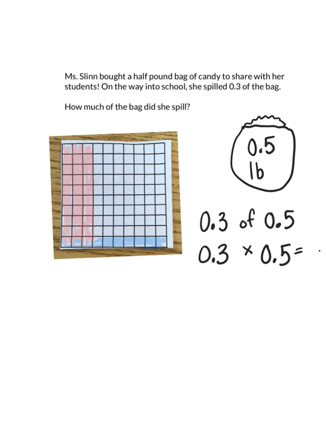1/10. 2/10. 3/10. 4/10, and 5/10. Now, where those two areas overlap is my product. So this is what it looks like when I spill 3/10 of my half-pound bag of candy.